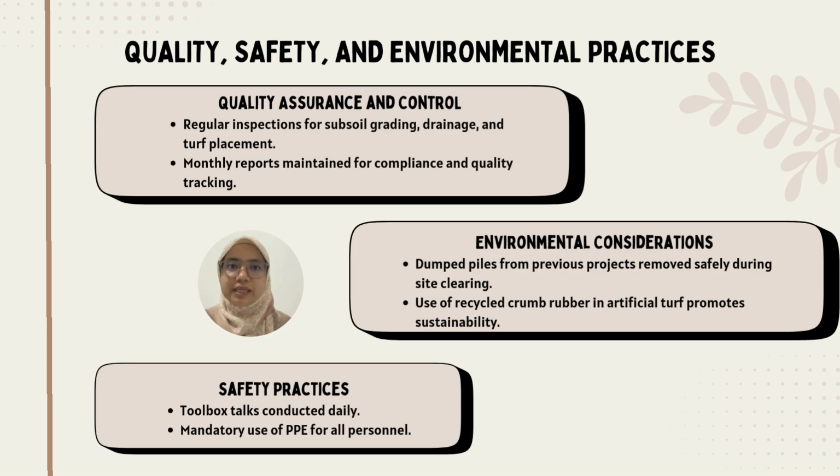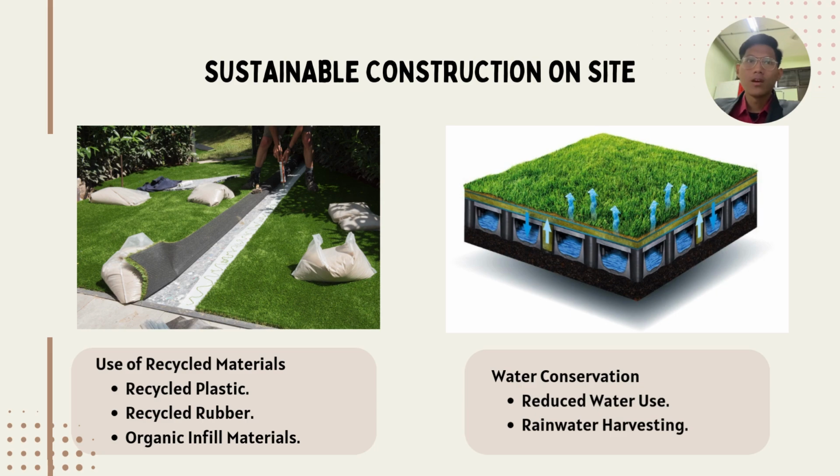The efforts in planning, resource management, quality control, and sustainability highlight the project's effective management practice, ensuring a successful and environmentally responsible outcome. For sustainable construction on site, which is in that figure, reduce plastic. Durable grass fibers are made from recycled plastic, often sourced from used bottles. This reduces the demand for new plastic and helps prevent plastic waste in landfills and oceans.